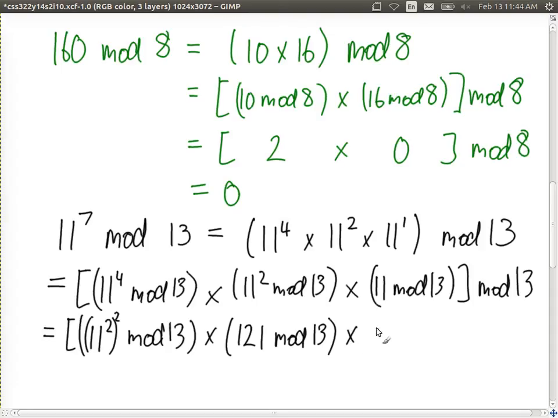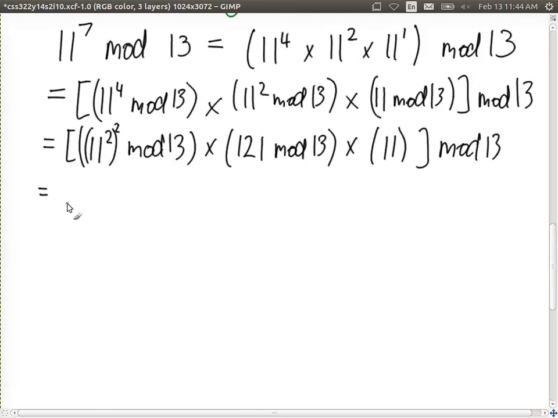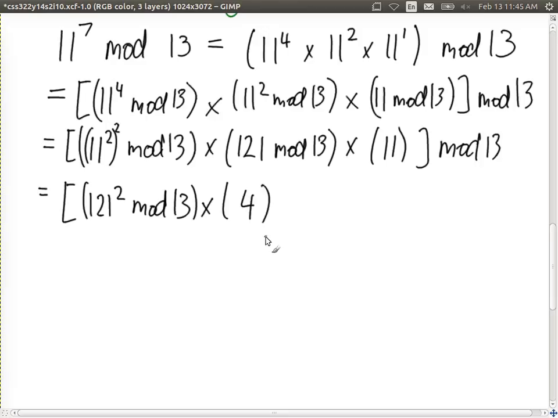Eleven mod 13 is simply 11. Eleven squared, so it's actually 121 squared mod 13 times, keep the brackets here, 121 mod 13, we need to do that in our brain. What do you get? A remainder of 4. Nine times 13 is 117, remainder 4, slowly.